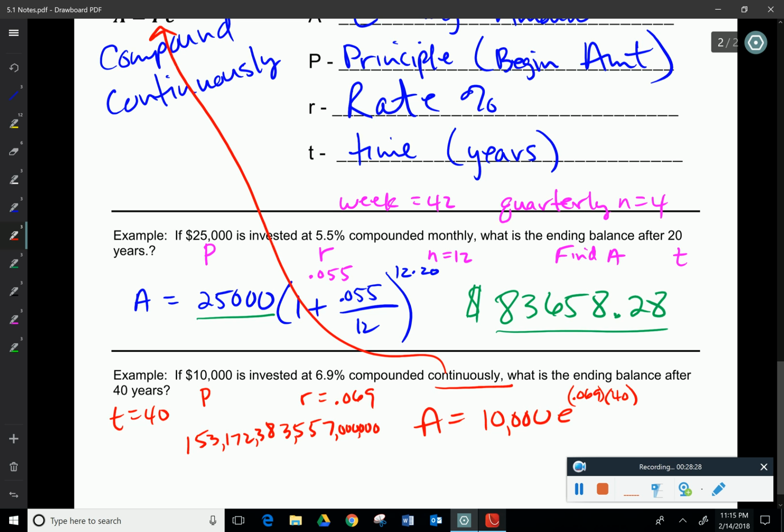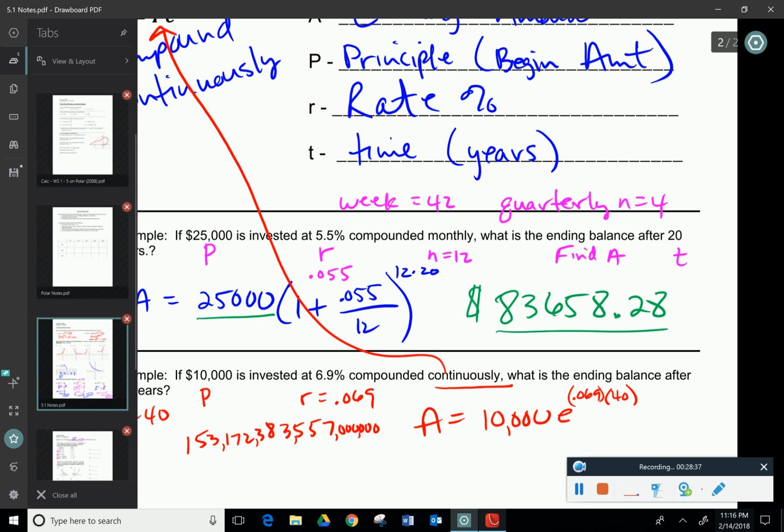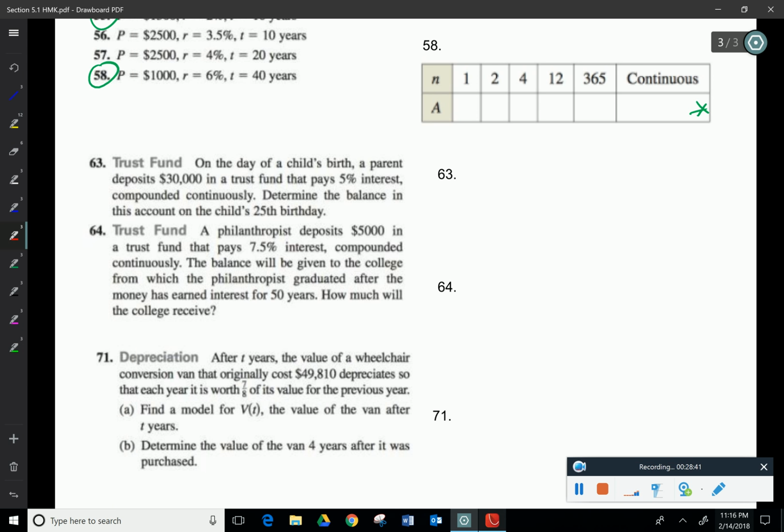Interesting. Okay, so why don't you go ahead now back to your homework. Oops. And you have those last few problems. Notice each of these say compounded continuously. Here we are, compounded continuously. So that's how you know you're going to use that last formula.